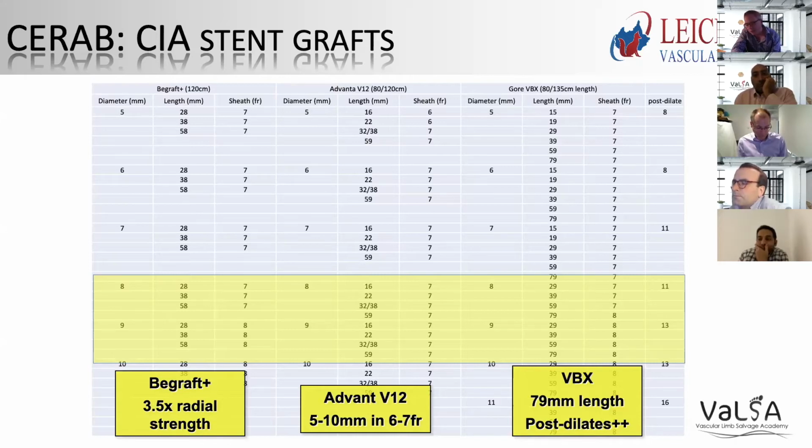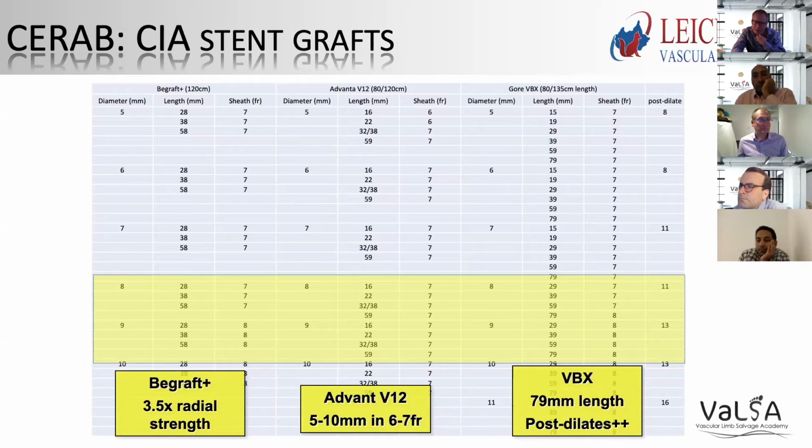Gore VBX, it does come in a slightly longer length, a 79mm length compared to the others, which are maximum just under 60. It is a good stent graft. Gore tend to do good stents in my experience, and they do what they say on the tin. They are expensive, these. They're about 50% more expensive than the V12s. So the benefit that you get from utilizing one stent in the common iliac artery, if it is of the right length, can be offset.